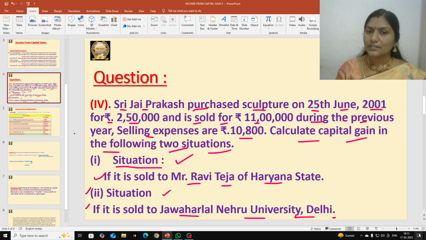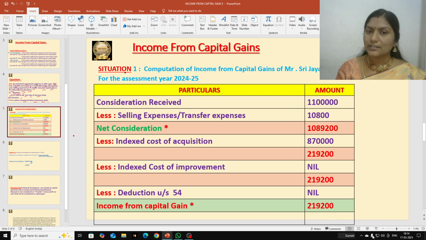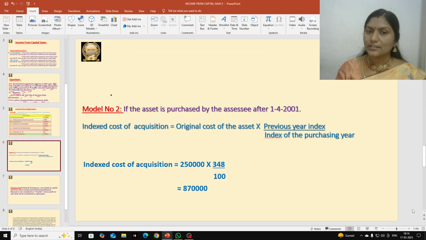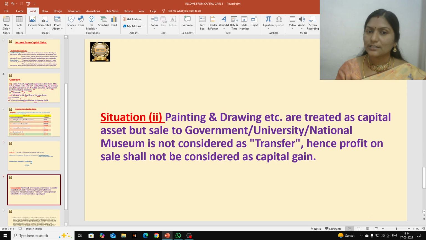Okay, so this is the question that I discussed with you. This question I took from H. Premraj textbook, Pankaj Publications. Those who are following that, you can see this and listen to the lecture also. So this is the solution part for situation 1. We are getting 2,19,200 as income from capital gain. Next, this is the calculation part. Here we calculated indexed cost of acquisition. We used model 2 formula. And this is the situation 2 answer. Okay, so this is what we did in this class.